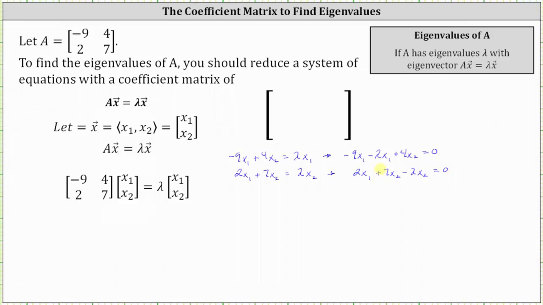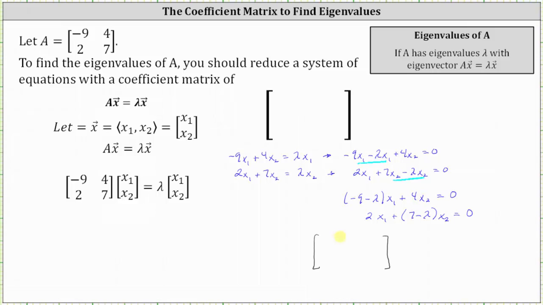And now in the first equation, we will factor out x1 from negative 9x1 minus lambda x1. In the second equation, we will factor out x2 from 7x2 minus lambda x2. Factoring the first equation, we will have the quantity negative 9 minus lambda times x1 plus 4x2 equals 0. In the second equation, we will have 2x1 plus the quantity 7 minus lambda times x2 equals 0. And now we have the system in the form so that we can write the matrix equation and determine the coefficient matrix.